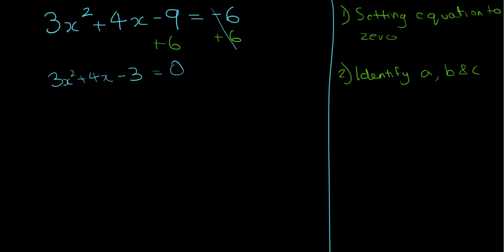We want to identify our a, b, and our c. So in this case, I'm just going to write it on the side. A is our first coefficient, that's going to be equal to 3. Our b, our second coefficient, is going to be equal to 4. And our c, which is our last coefficient, is going to be equal to -3. Watch out for the sign, okay? It's going to be -3. So once we have this, we can plug them into the quadratic formula.